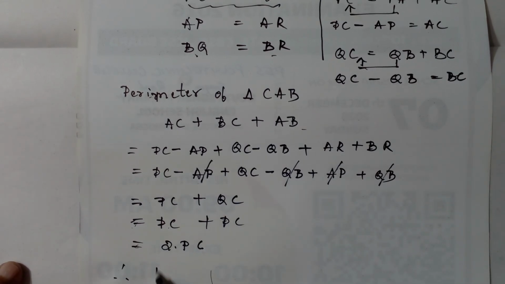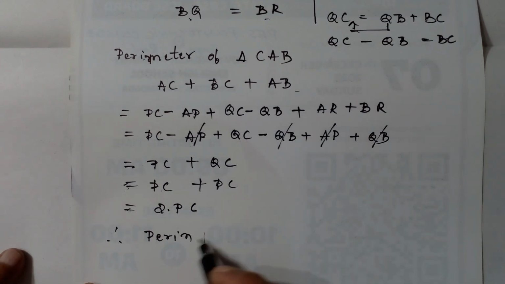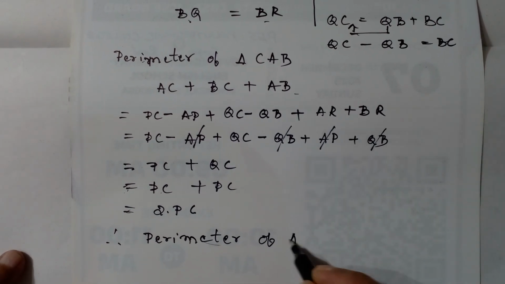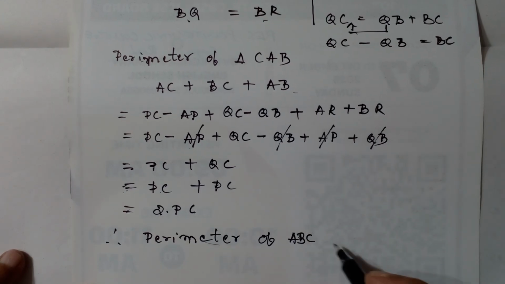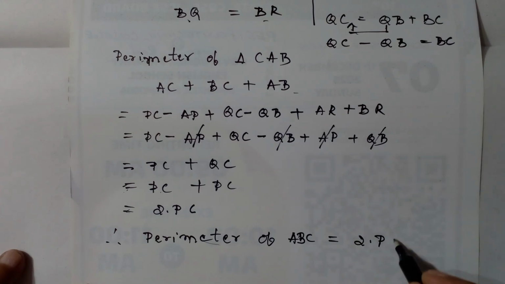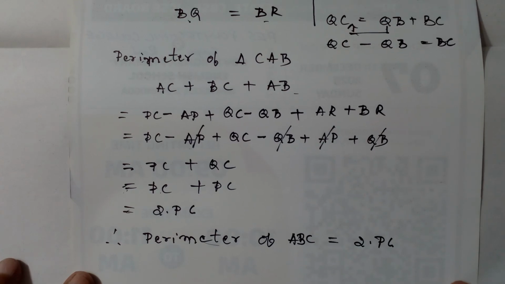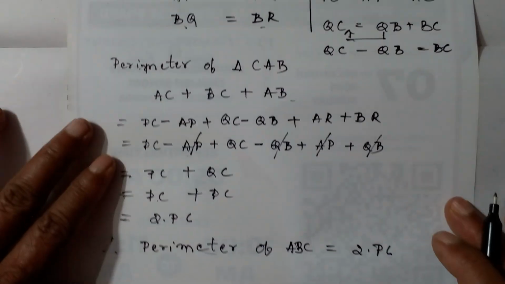Therefore, the perimeter of triangle CAB or ABC, you may write, is 2 times PC. In this way we can solve the problem. The question asked: show that the perimeter of triangle ABC is twice the length of the tangent CP. 2 times PC or 2 times CP, both are the same. In this way we can solve the problem.